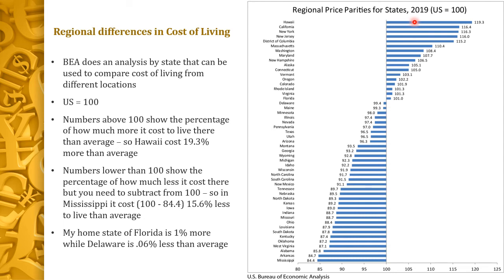So even if I'm coming from Florida going up here, I would have to expect at least a 19% bump in my salary to be able to live at basically the same level that I'm living here in Florida. Or if I go from Florida to Mississippi, I should expect perhaps a bump down in my salary. But if I get a bump down in my salary, I may still have the same standard of living as I have in Florida based on the cost of goods.